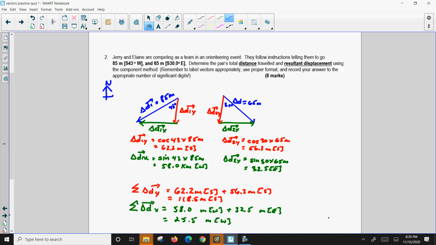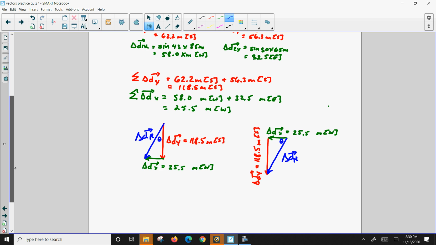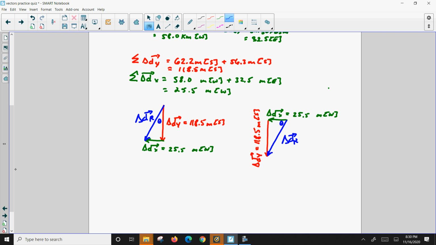Now that we've got the x and y components, we can draw a sketch to determine the resultant displacement. There are two ways we can sketch this. We can put the south first and then the west, or the west first and then the south. It really makes no difference. It's going to be the same result, and the only difference is where I'm measuring my angle from. Here I'm measuring from the south, here I'm measuring from the west.